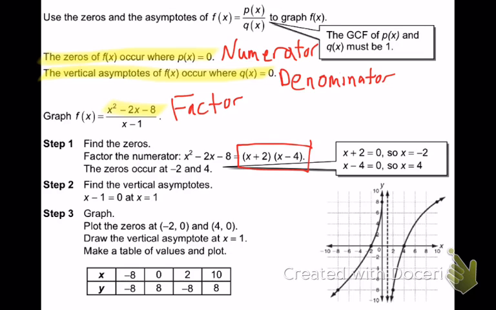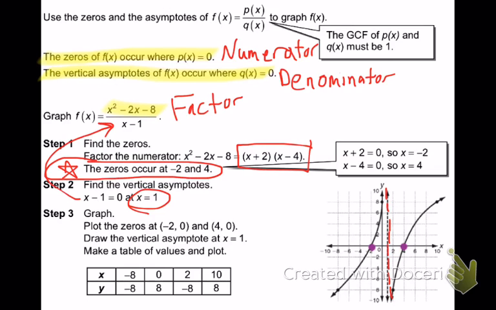So when I do that, I find my zeros. So what plus 2 is 0? So my zeros occur at -2 and 4. So if you look over here, I take a coordinate at -2 and a coordinate at 4. And then I want to find the vertical asymptote. The vertical asymptote's in the denominator. So what's my vertical asymptote going to be? What minus 1 is 0? 1. So you get x equals 1. So we get that dashed line right there.